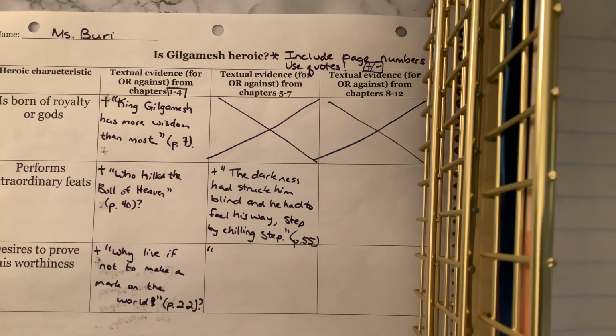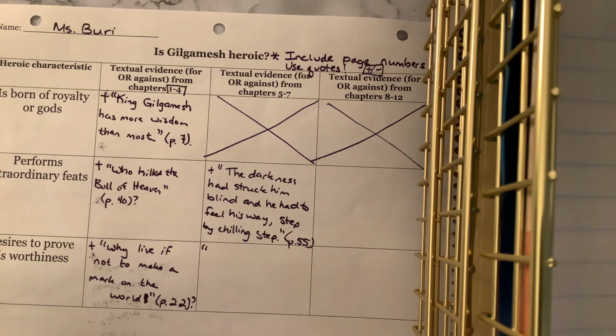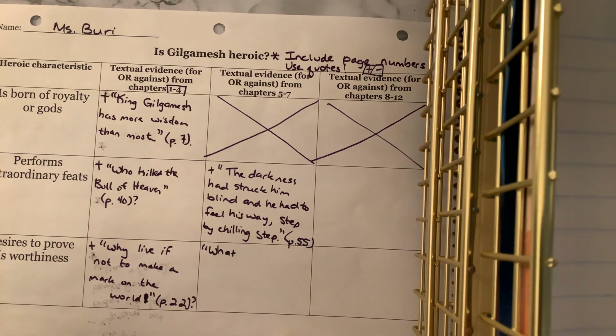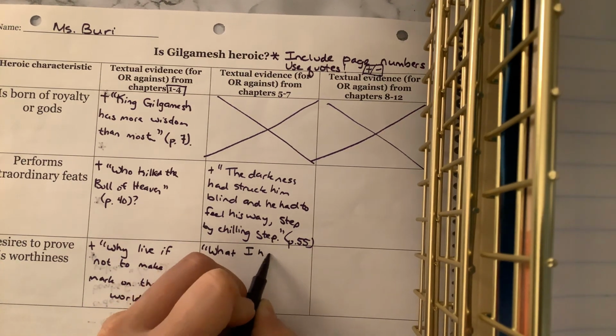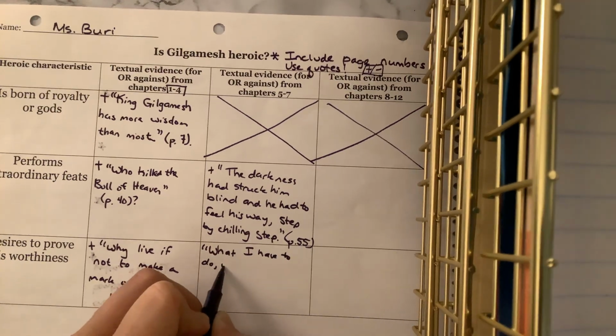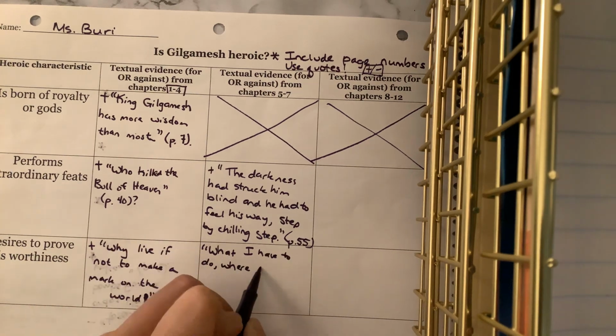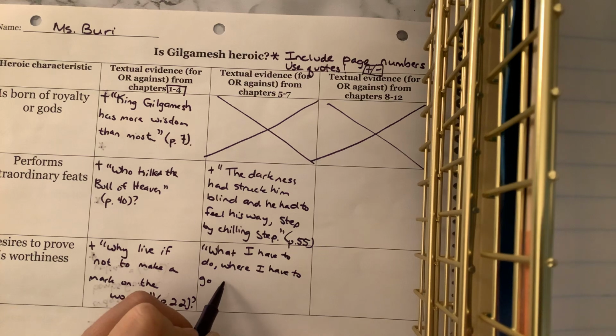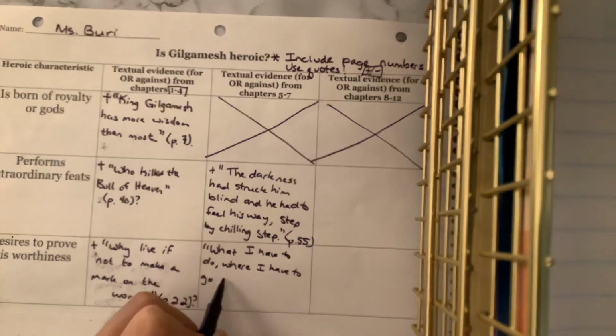If you look at 48, she says, "What secret? What is it that you want to know?" He says, "The secret of immortality, of course. What I have to do, where I have to go to live forever." I think that's a quote where he's definitely trying to show that he's worthy of immortality, right? He wants to figure out what I have to do, where I have to go to live forever.